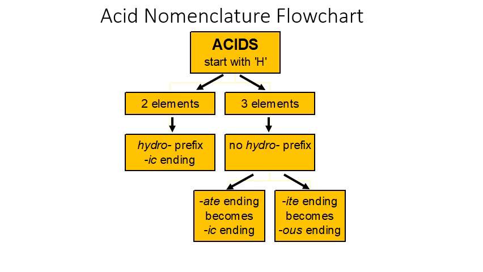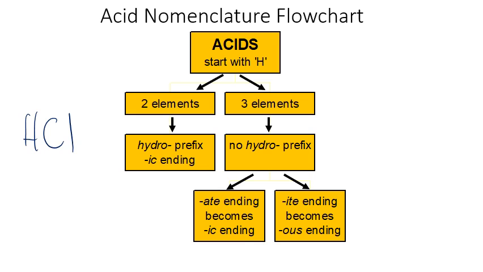So in terms of naming acids, and you have been familiar with them now from last year as well. So if it's two elements, then you have a hydro prefix and an ic suffix. Okay, so for example, hydrogen and chlorine, hydrochloric acid. If it's more than two elements, so 3 elements, then there is no hydro prefix, and an ate ending becomes an ic ending, and an ite ending becomes an ous ending.